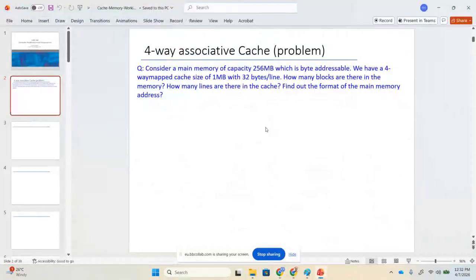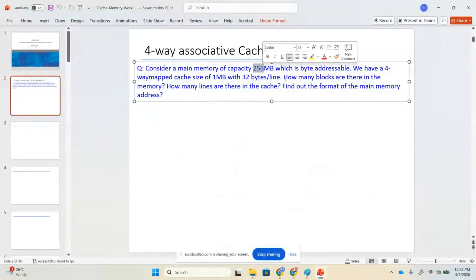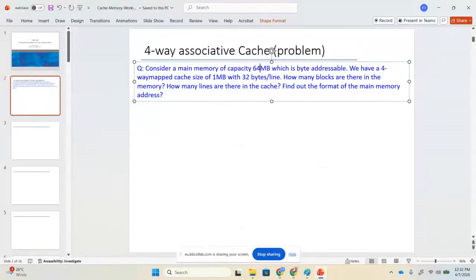Okay, now let's assume that we have a memory of 64 MB, which is byte addressable. And then we have, let's assume, an 8-way cache of 512 KB with 128 bytes per cache line. How many blocks are there in, how many lines are there in cache, and what is the format of memory?